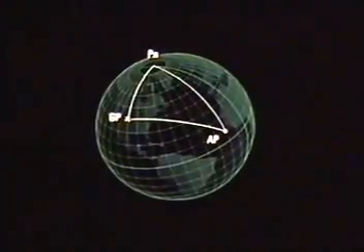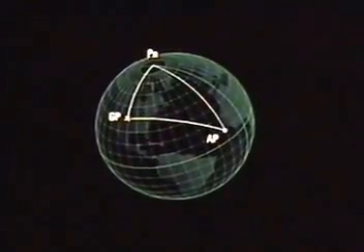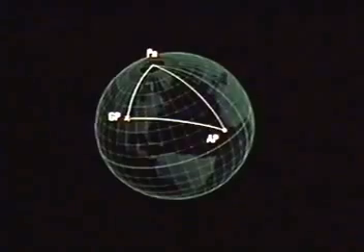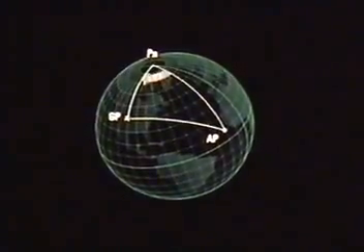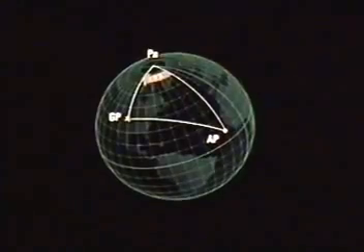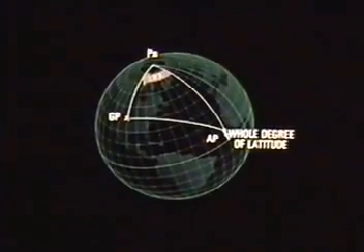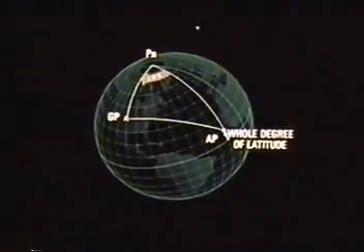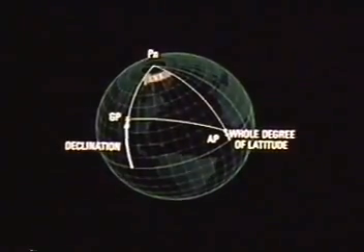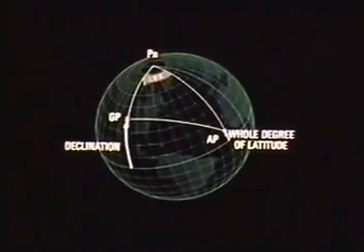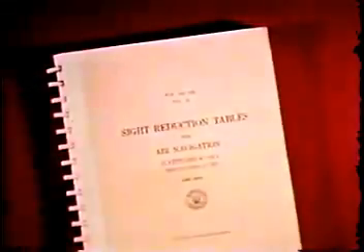Most of the computations have been done by mathematicians who have created tables designed for three inputs: LHA of the celestial body, whole degree of latitude of your assumed position, and declination of the celestial body. With these three factors, you can turn to your HO 249 sight reduction tables to find two important factors.